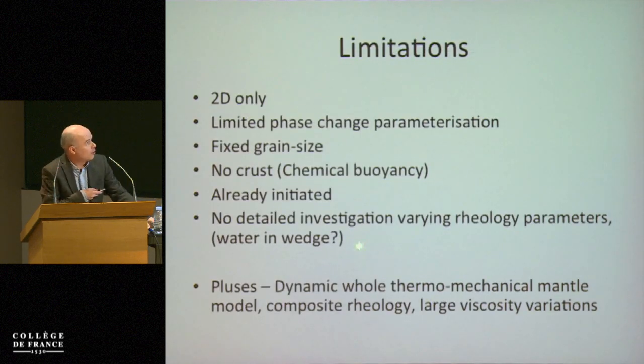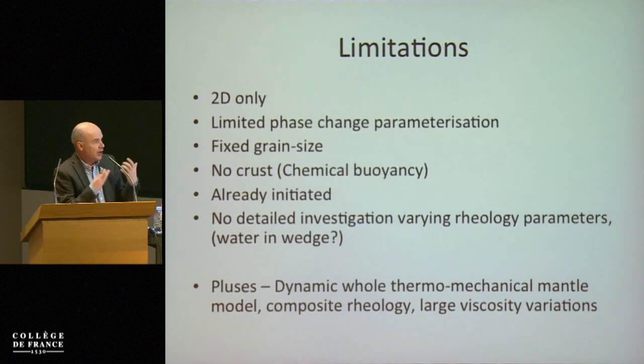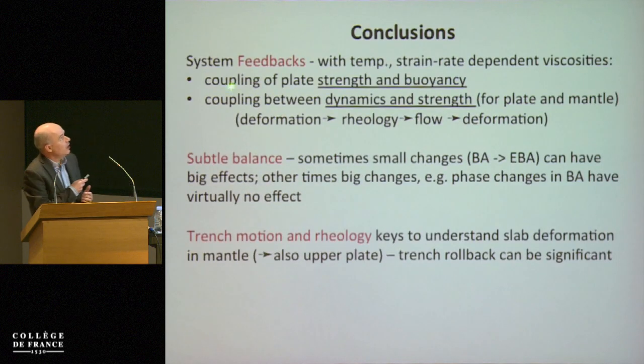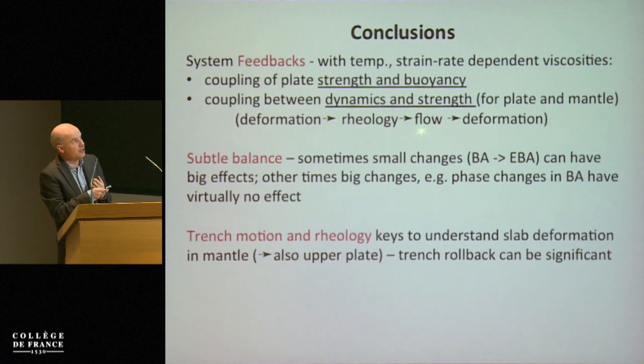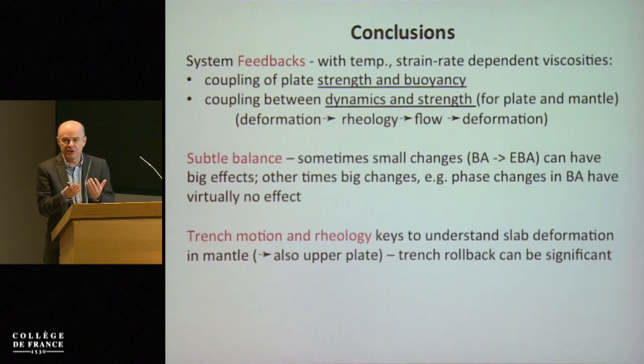Okay, so to conclude, clearly there are quite a few limitations even with this intentionally simplified system. Clearly things missing, like we've got a fixed grain size, no crust, etc. Very limited phase change, but maybe the more obvious thing is that we're in 2D. So to conclude, we've got a lot of system feedbacks here. We've got a coupling between the strength and the buoyancy, coupling between the dynamics and the strength. So deformation can change the rheology, can change the flow, can change the deformation. There can be subtle balances. Small changes sometimes make a difference, and in other cases they weren't making such a difference. Okay? So it's actually quite a subtle, finely balanced system, it seems.